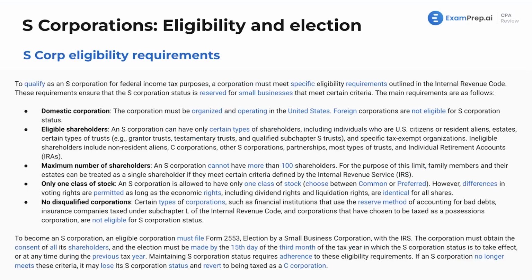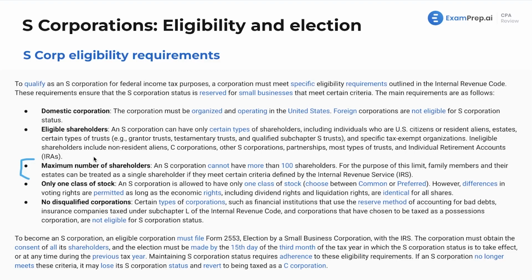All right, so we're going to run through more of the requirements for eligibility. This is going to include things such as the maximum number of shareholders, but this is just a big old comprehensive list. We're diving into some of these in more detail like we did before. To qualify for an S-corp, we've got some requirements. Remember, it's reserved for small businesses. It's got to be a domestic corporation, so organized and operating in the United States. Foreign corporations are not eligible for S-corp status.